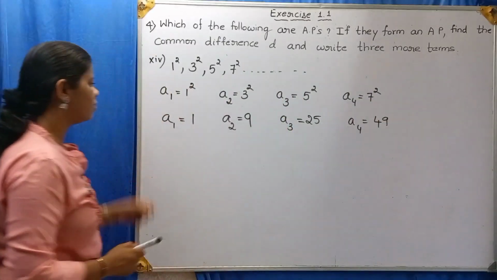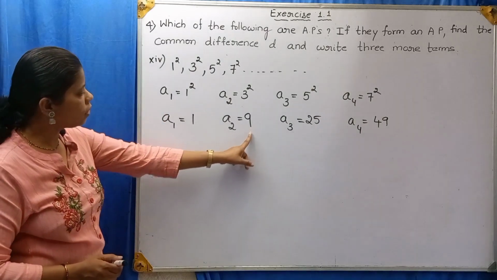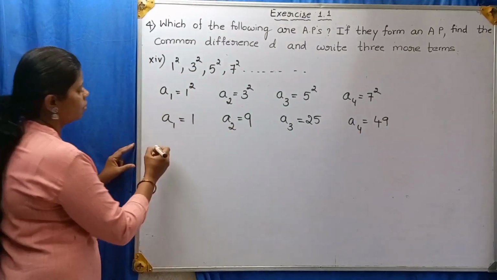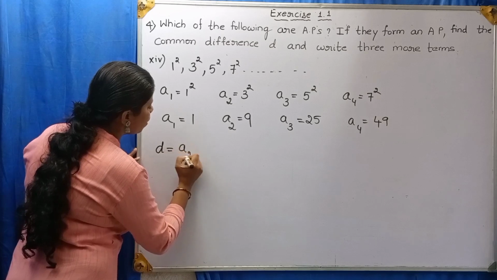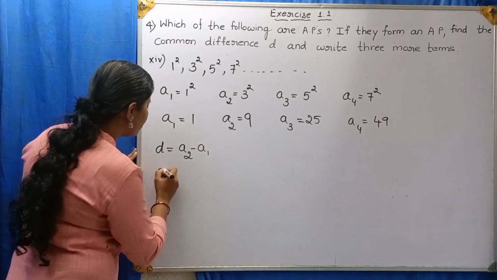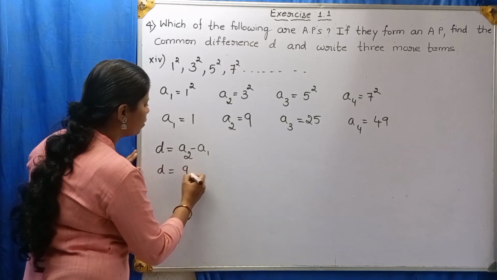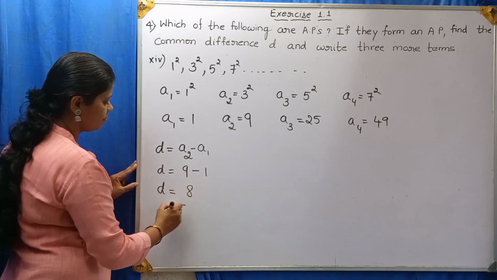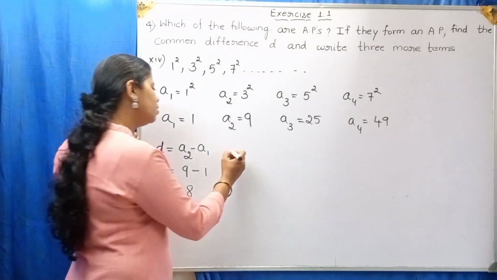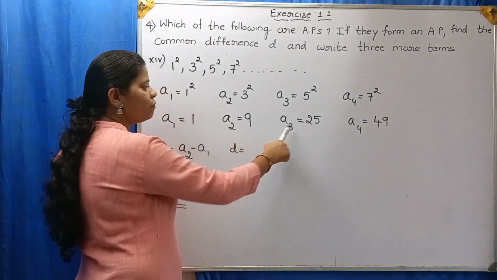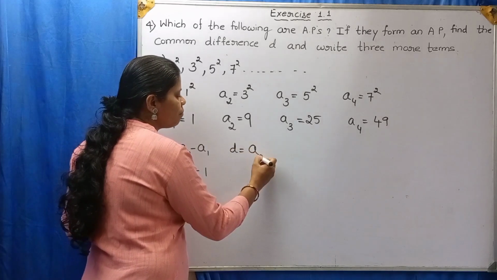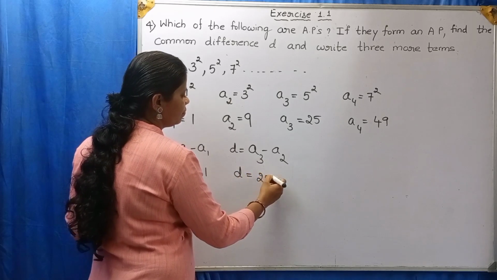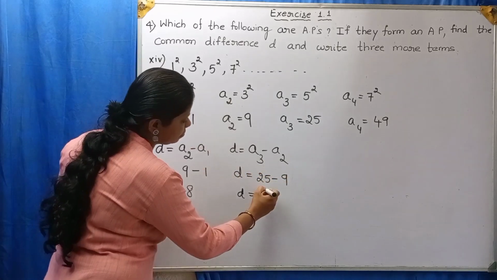Okay. Then again you have to do the same thing. You have to find out the difference between these two and these two. D is equal to A2 minus A1. So D is equal to 9 minus 1, which is 8. Then D is equal to, let us find out the difference between these two, that is A3 minus A2. D is equal to 25 minus 9, which is 16.